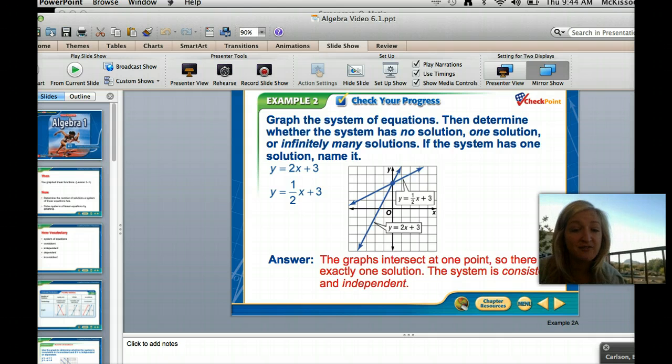All right, that is it for today's lesson. It's very quick. Again, example number 1, you're looking at equations and you are going to decide whether they are no solution, all solutions, or one solution. And then example number 2, you are actually going to graph and decide how many solutions they have by looking at your own graphs. That's it for today.